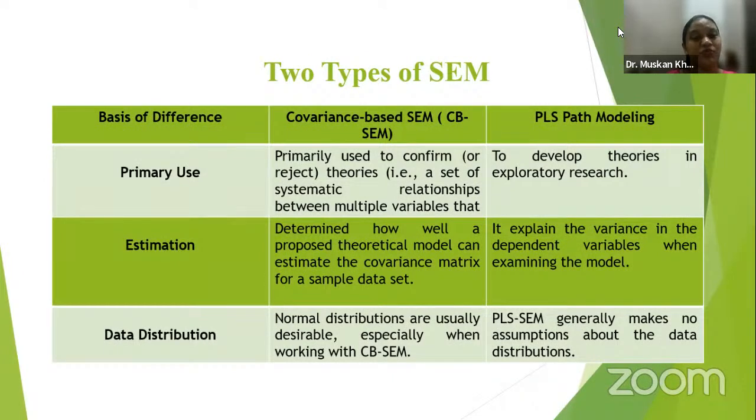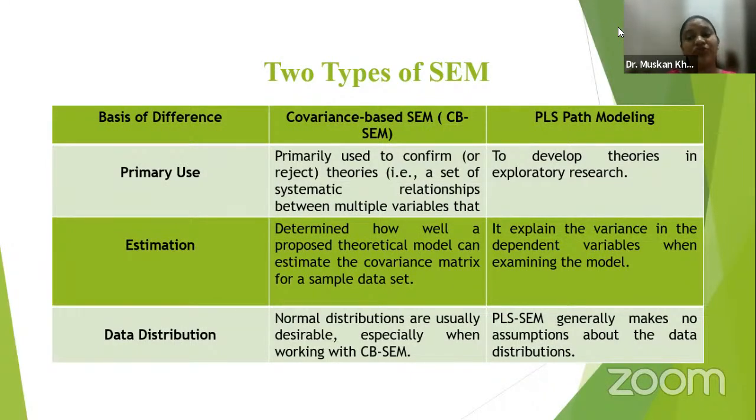That is primary use. Primarily, we use covariance based SEM when we are trying to confirm or reject some theories. For example, we have the Big Five theory in personality. If we take the Big Five theory and merge it with another theory, and we are trying to confirm it, accept it, or reject it, then in that case you have to go with the covariance based analysis, that is CB-SEM.